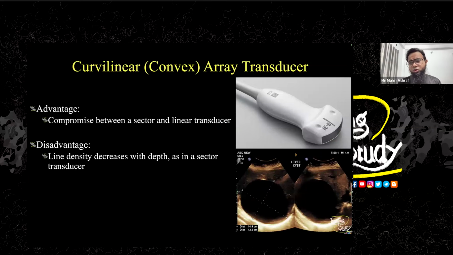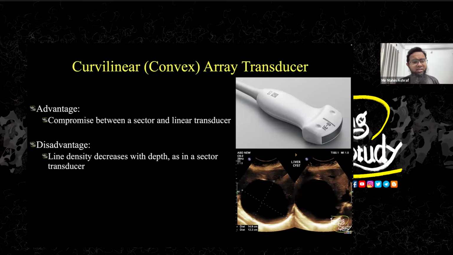Anyway, this is the most common transducer we use. It has a very big advantage of being a combination of sector and linear properties. Like it can show you the deeper structures like a sector transducer, but its surface is quite wide, so it can be a part of the linear variety also.